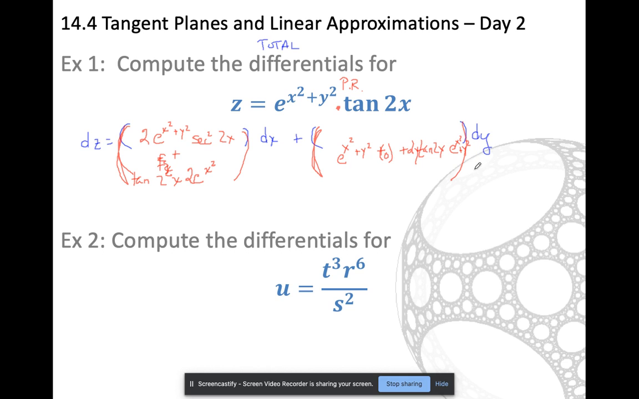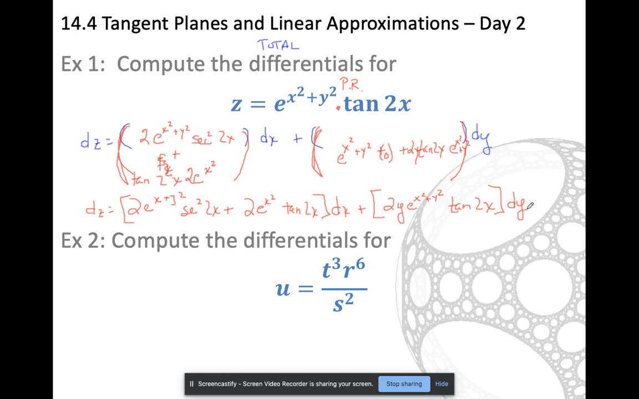Oh, it's just terrible, my spacing there. Let me write this a bit better. 2 e to the x squared plus y squared secant squared 2x plus 2 e to the x squared plus y squared tangent of 2x. That's all times dx, plus 2y e to the x squared plus y squared tangent of 2x, all times dy.